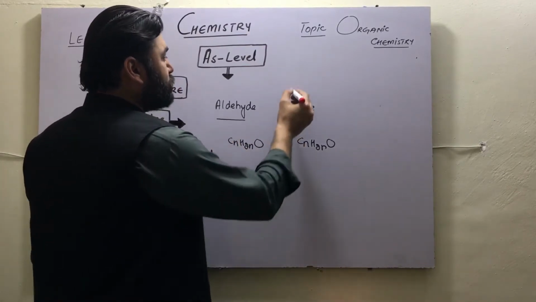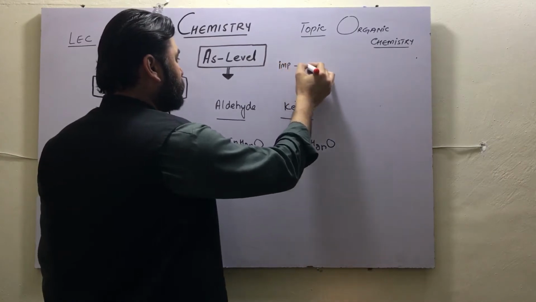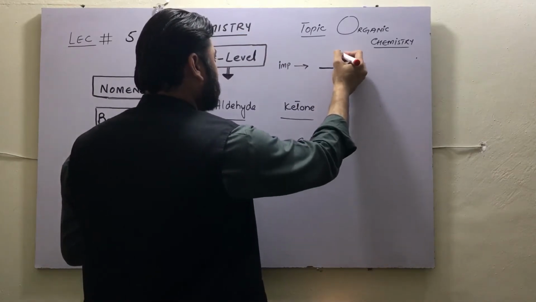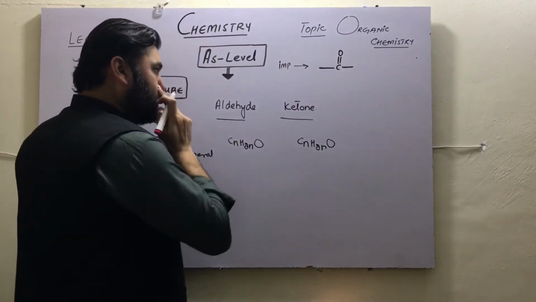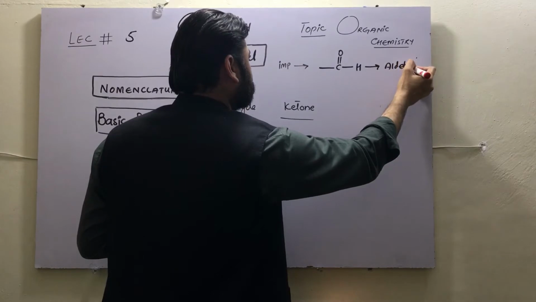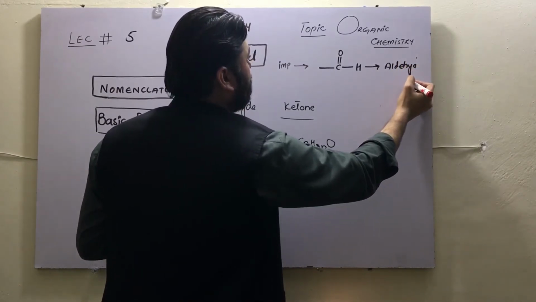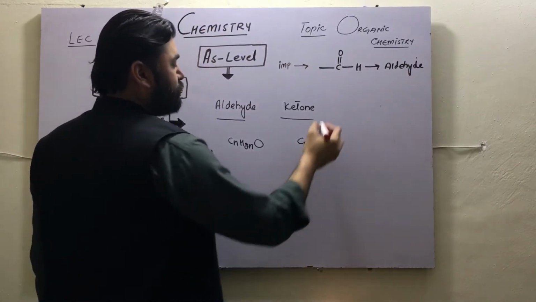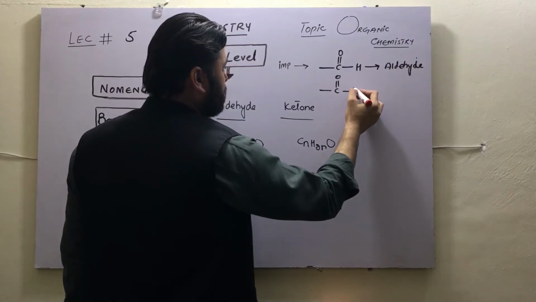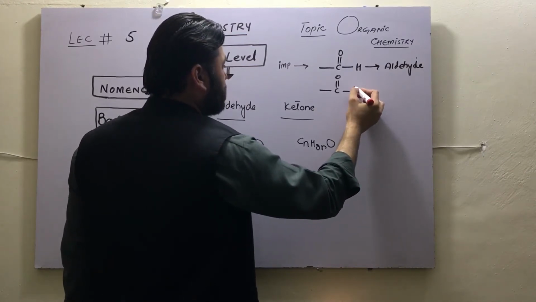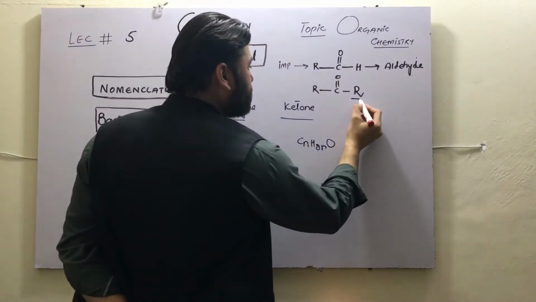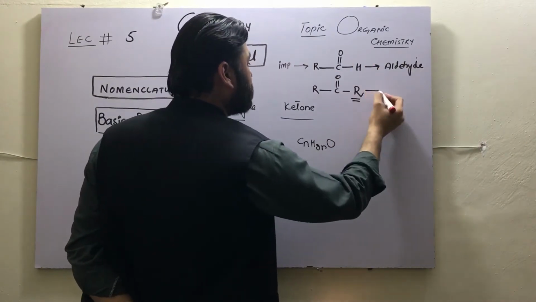Now see, first you should know one important thing. Whenever there is a carbonyl compound, this group is called carbonyl. Whenever H is attached, we can say it is called aldehyde. And with the same C double bond O, whenever CH3 or simply R is present, this will be called ketone.